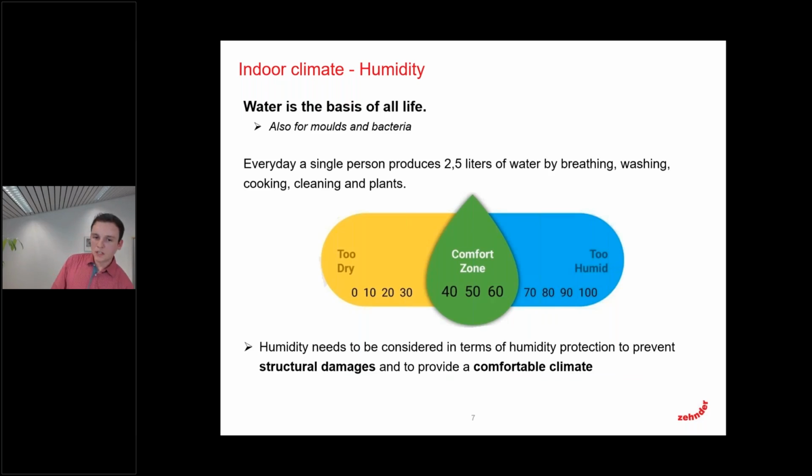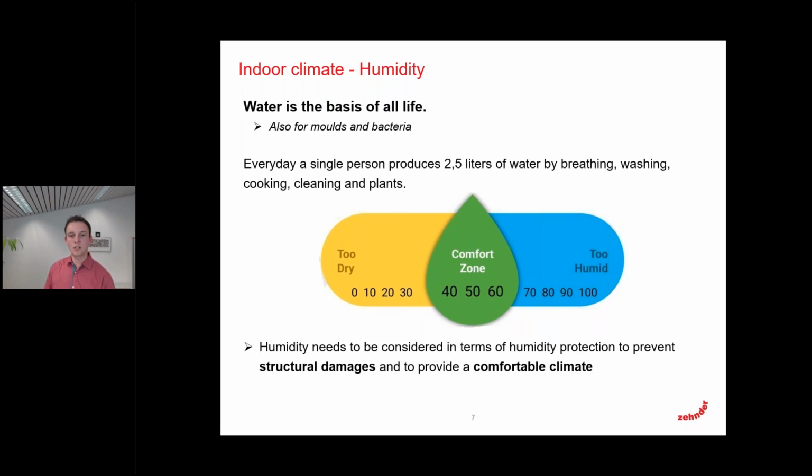So, you know, humidity, or I should rather say water, is the basis of all life, so to say, for molds and bacteria as well. But we do not want to have them, because they damage our building structure and they also cause health complaints at the building occupants.